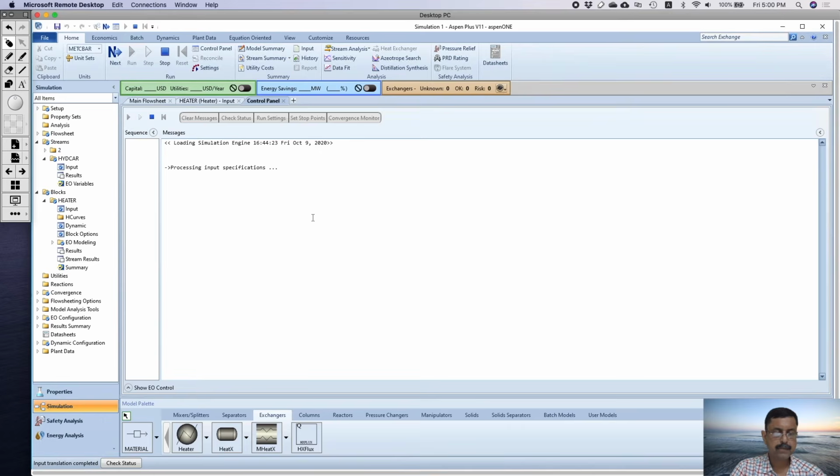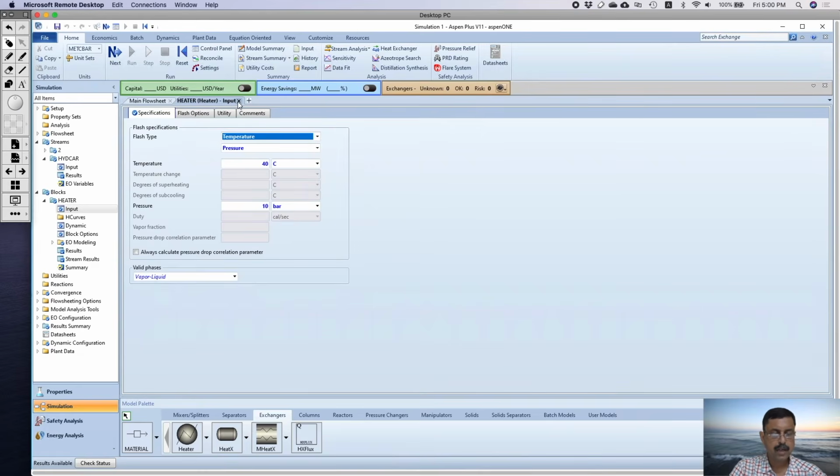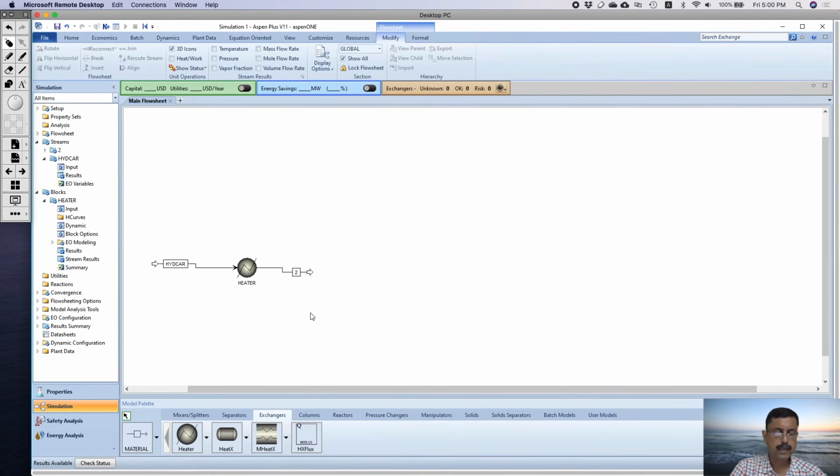So calculations begin. Heater simulation calculation completed with no warning, no error. It is quite understandable because our flow sheet didn't have any complication. We have a feed which is being heated in a heater. Now here we can see the result. Double click and you will find the material result.